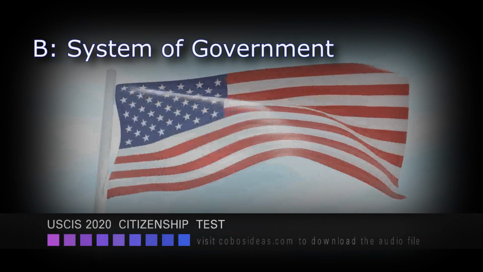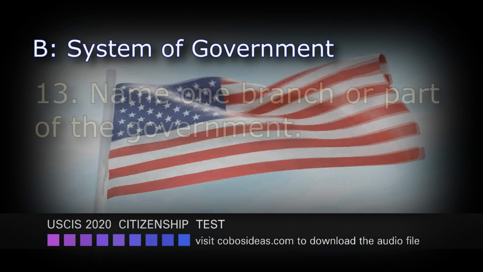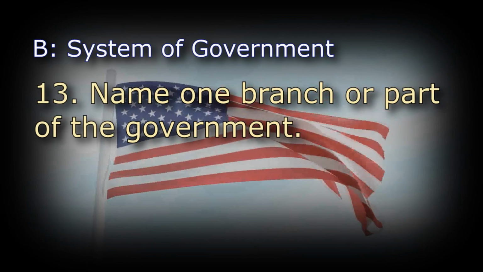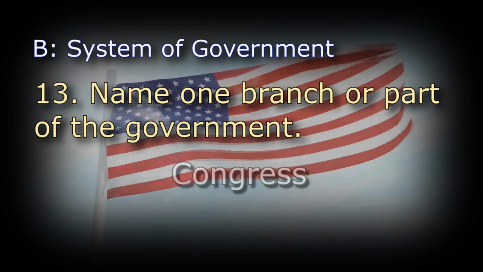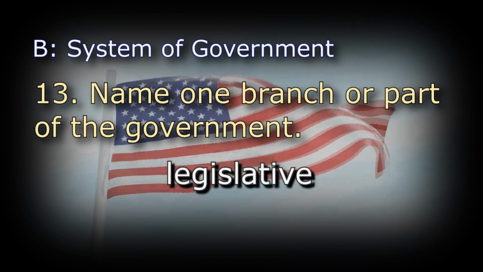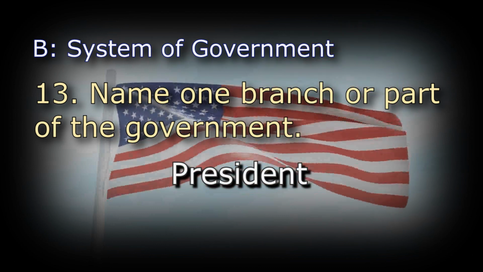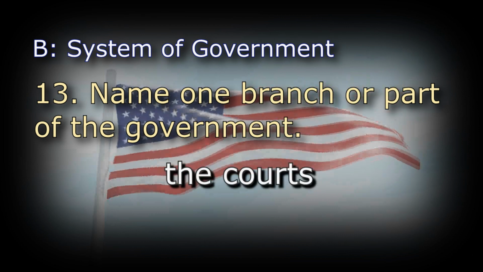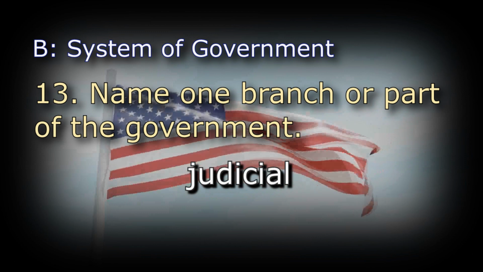B. System of government. 13. Name one branch or part of the government. Congress. Legislative. President. Executive. The courts. Judicial.